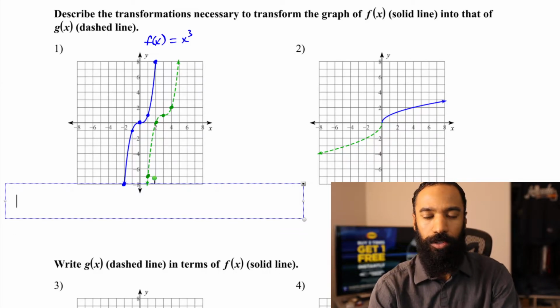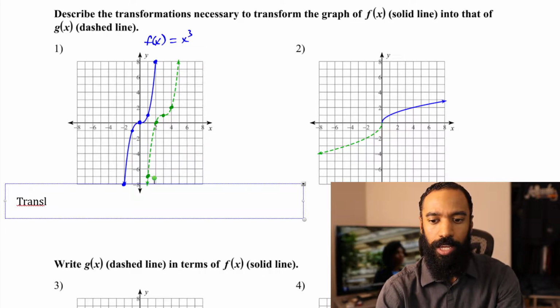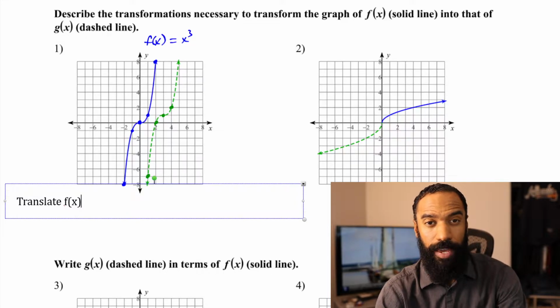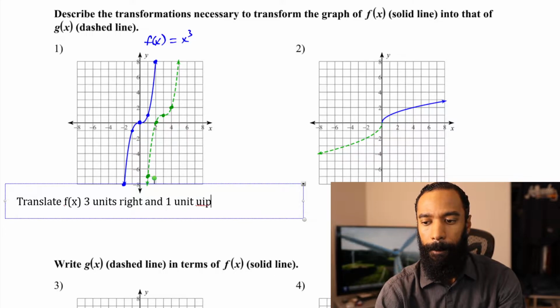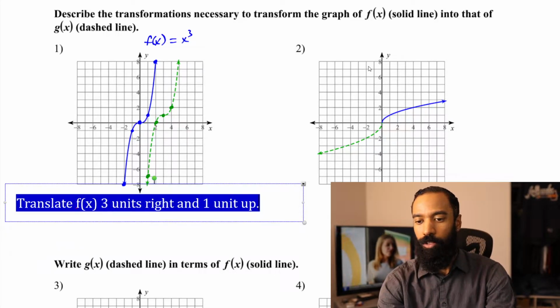So really, there are only 2 things that happen, and I think I can use the same verb, translate. Translate f of x, this is what g of x is going to be. You're going to translate f of x 3 units right and 1 unit up. And what that tells you is that every single point on this graph follows that rule.